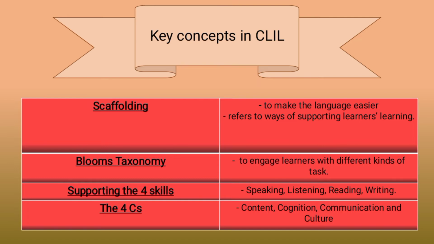Second one is Bloom's taxonomy. It is to engage learners with different kinds of tasks. For example, it classifies learning objectives in education and puts skills in a hierarchy from lower order thinking skills to higher order thinking skills. Then the third one is supporting the four skills which are speaking, listening, reading, and writing.